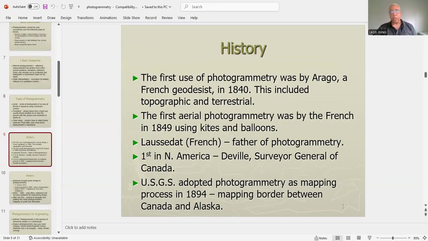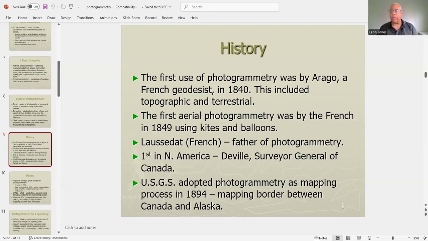The history. The first use of photogrammetry was by Arago, a French geodesist, in 1840. This included topographic and terrestrial. The first aerial photogrammetry was by the French in 1849, using kites and balloons. Laussedat was also French. He's the father of photogrammetry. The first American that utilized photogrammetry was DeVille, Surveyor General of Canada.